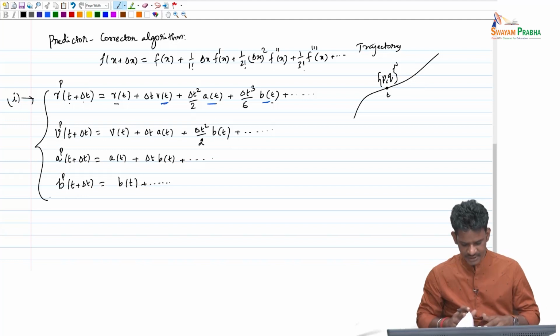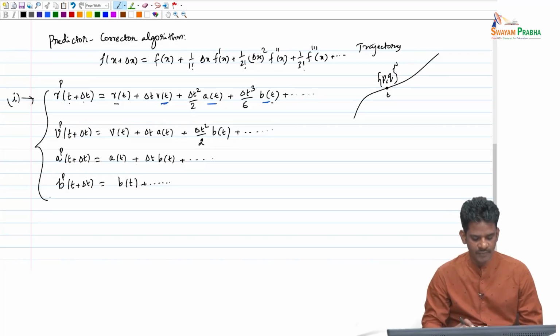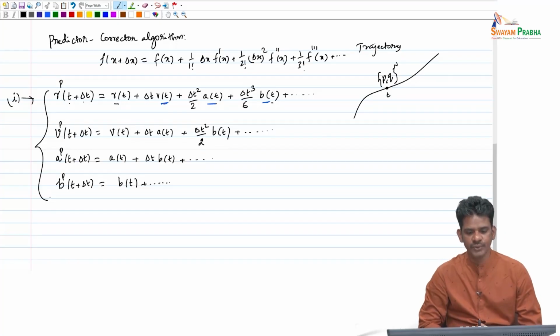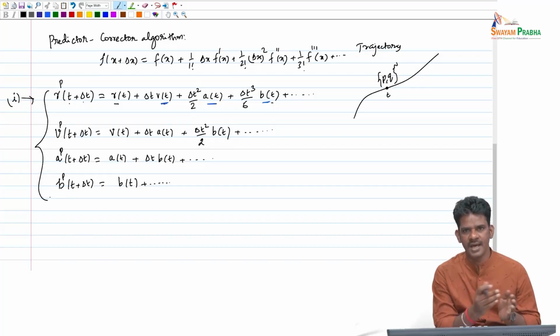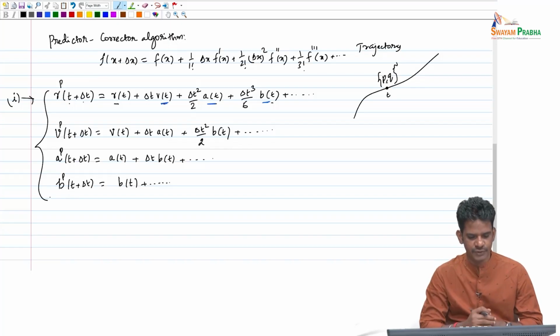So now the question is, these are just predicted values and we need to now correct them. Why we need to correct them is because in this particular prediction we have not really used the equation of motion that we talked about before. We have not related the acceleration to the forces and vice versa. Because of this, the predicted value is going to be a little inaccurate. So we want to correct them. So that's the second step.